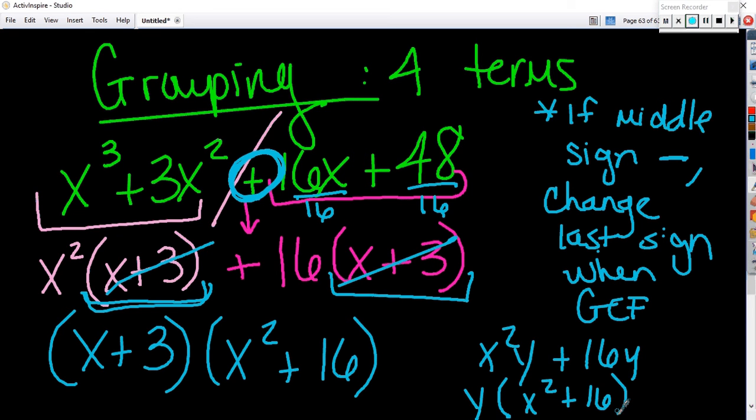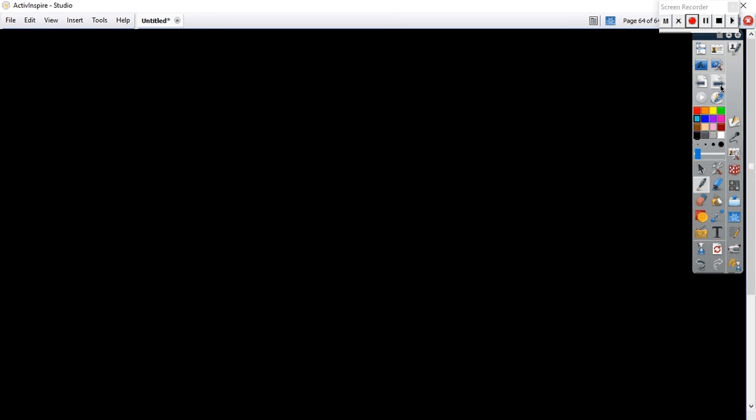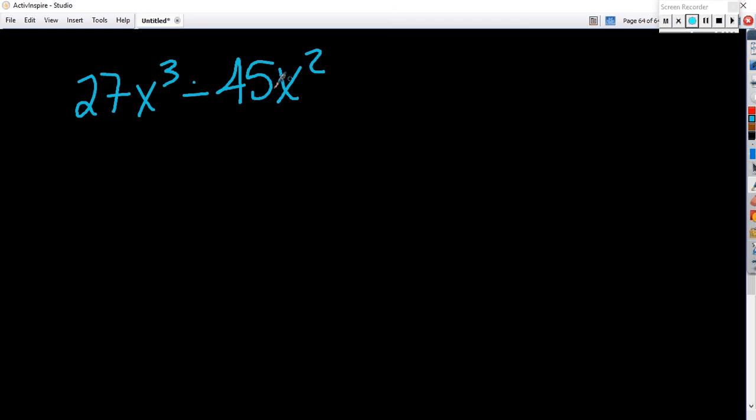Let's do one more. Let's do one where the middle sign is a minus. This is the last one. Let's do 27x cubed plus 45x squared minus 3x. By the way, if you can't take something out, you always put a 1 in front to take out.